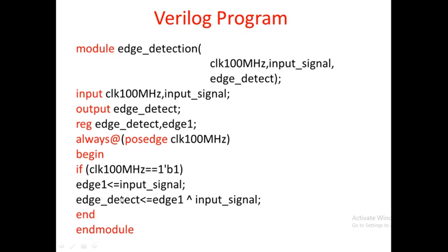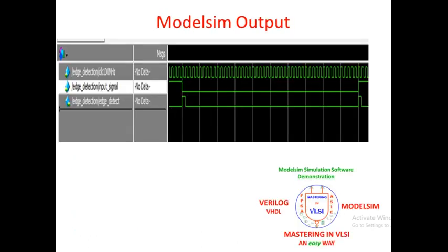So in this way, the XOR gate, that means the old data with the present data, we are XORing it. Then whenever a change happens, 0 to 1 or 1 to 0, the output will be 1. Okay, see, this is our output we are getting here. Here it is going low and here it is going high. So whenever the clock edge comes, the edge will be detected.